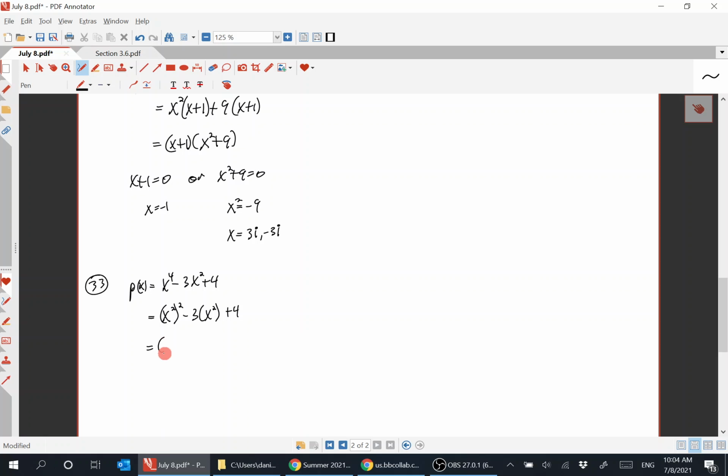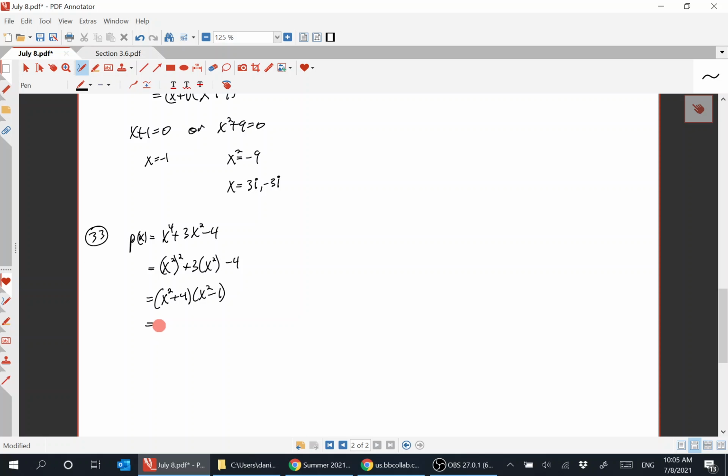So this factors as, I think I didn't write that down wrong, plus this minus 4. So this is x squared, what do we got here, plus 4, x squared minus 1, yeah? So this factors some more, x squared plus 4, that doesn't factor. This one, x squared minus 1, is x minus 1, x plus 1.